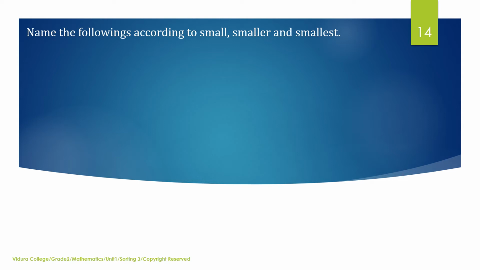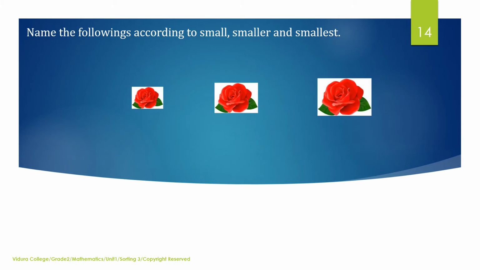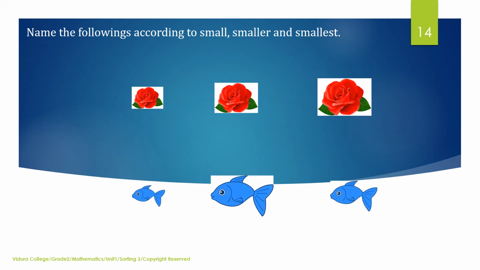Name the following according to small, smaller and smallest. First, you have to name these roses according to the given sizes. Sort these fish according to small, smaller and smallest.